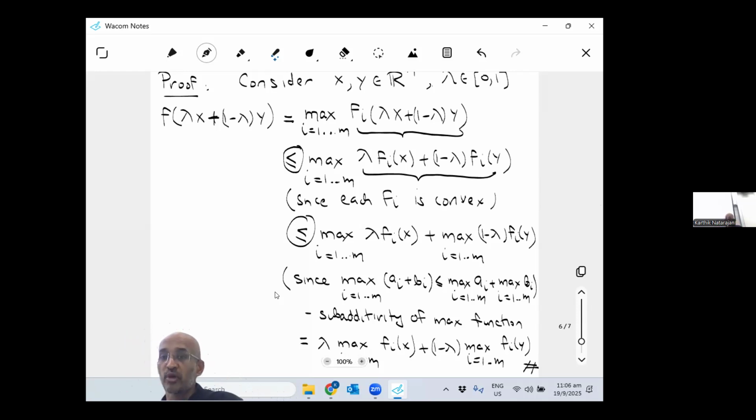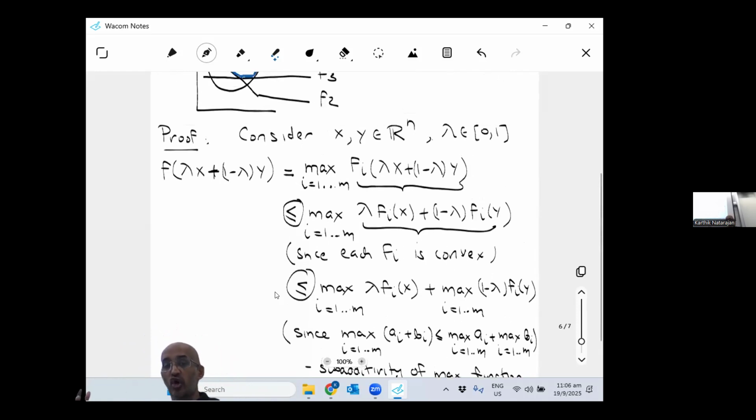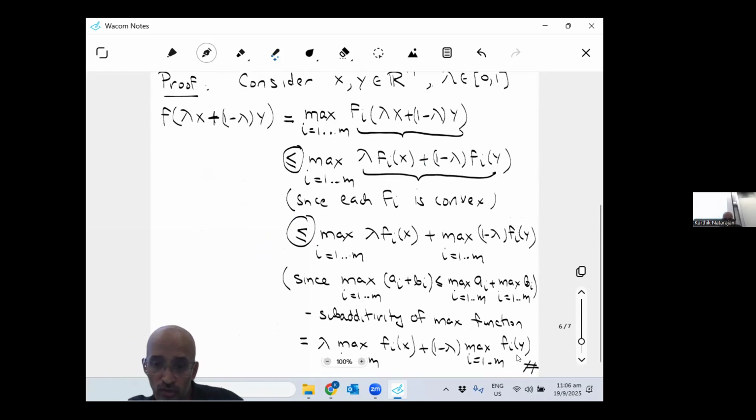So we use basically the fact that each fi is convex and the fact that this max function is subadditive. This is a very useful property. So if you have convex functions and you take the max of convex functions, it's also a convex function. Any questions with this?